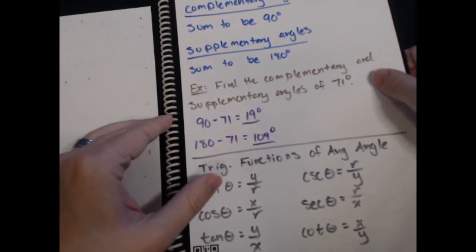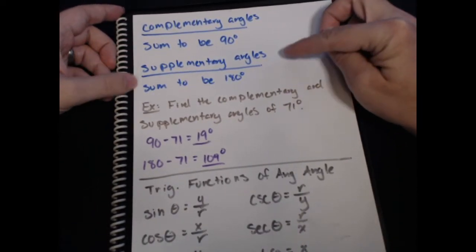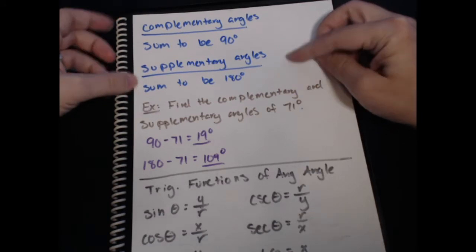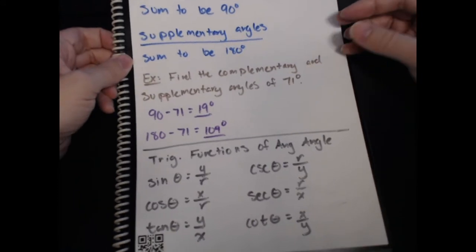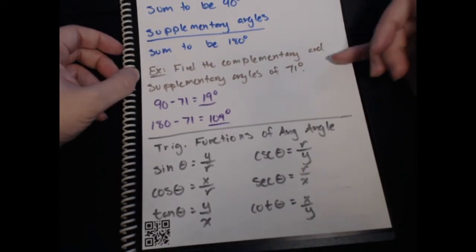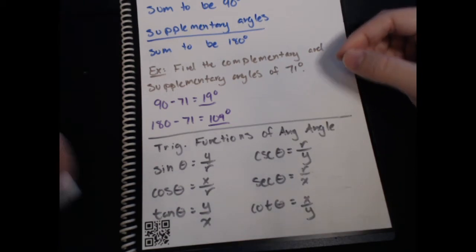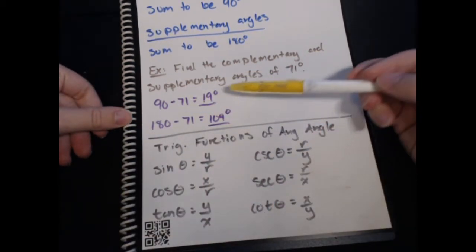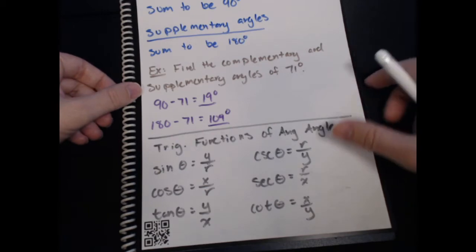All right, we also talked about complementary and supplementary angles, and you've talked about these before. Complementary being when they sum to be 90 degrees, supplementary when they sum to be 180. Sometimes you'll be given a problem where you can only find one of them, because if the angle is larger than 90 degrees, you can only find its supplement. But with that being said, we did one where you can find both. Find the complementary angle and supplementary angle of 71 degrees. That's really simple. You just take 90 degrees minus 71, get 19. You do 180 minus 71 to get 109. So pretty straightforward, nothing too terribly crazy.